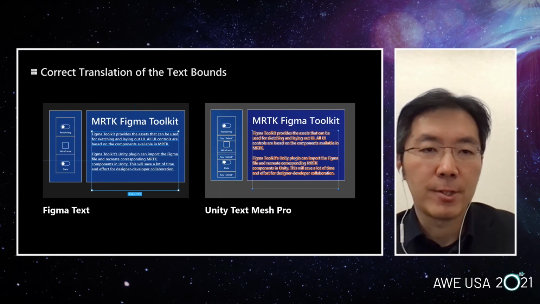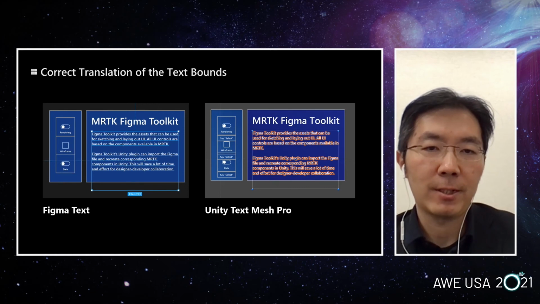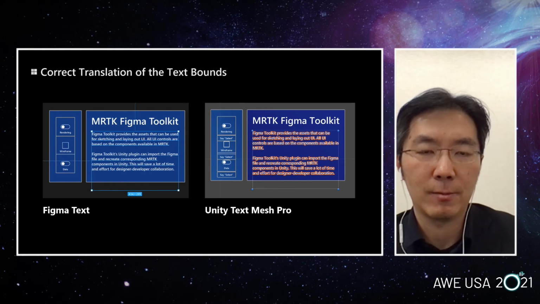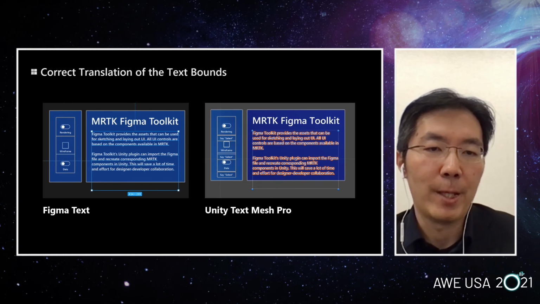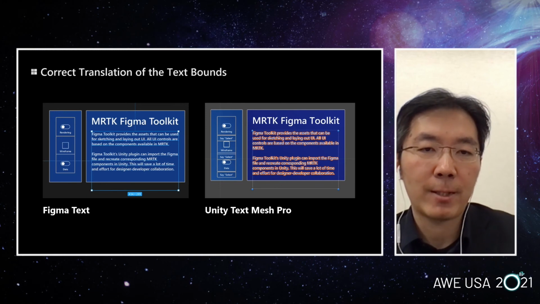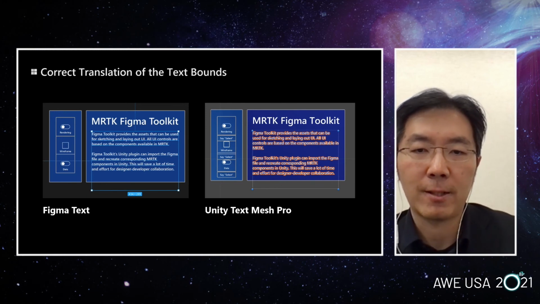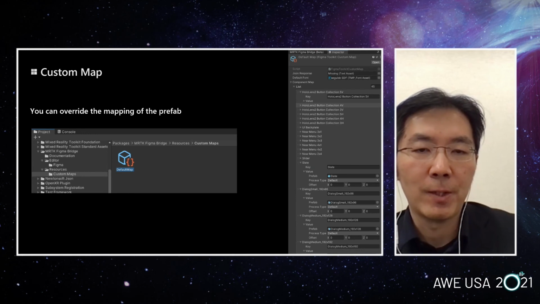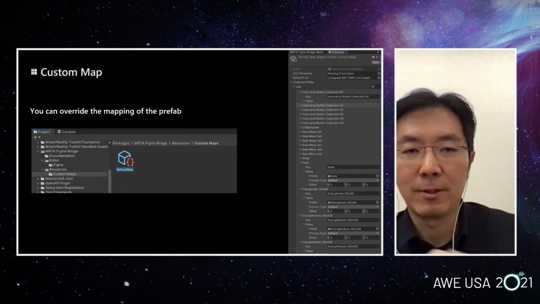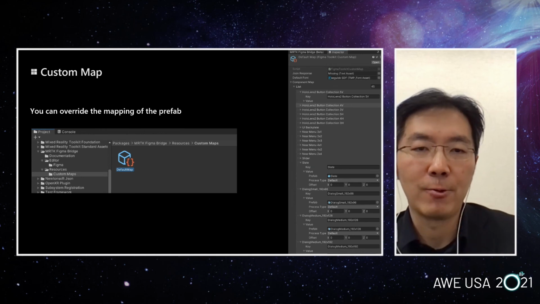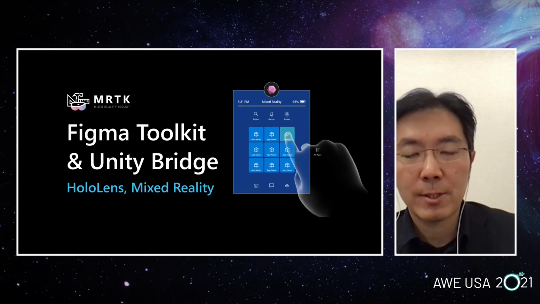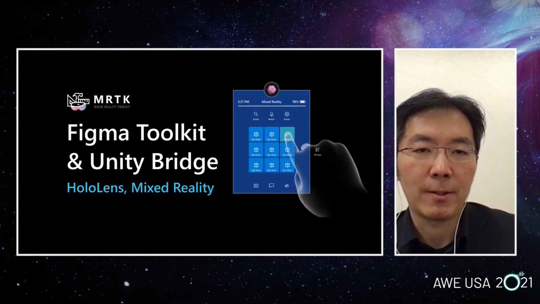Currently it's a beta version and it's not going to translate every component correctly, but most of the components are translated well, including crucial ones like buttons and menus, and also text. The Figma text will be translated into Unity's TextMesh Pro with the proper bounds. It also supports a custom mapping capability, so if you want to map to your own customized prefab, you can override using this custom mapping. So yeah, that was the Figma Toolkit and MRTK Figma Bridge.